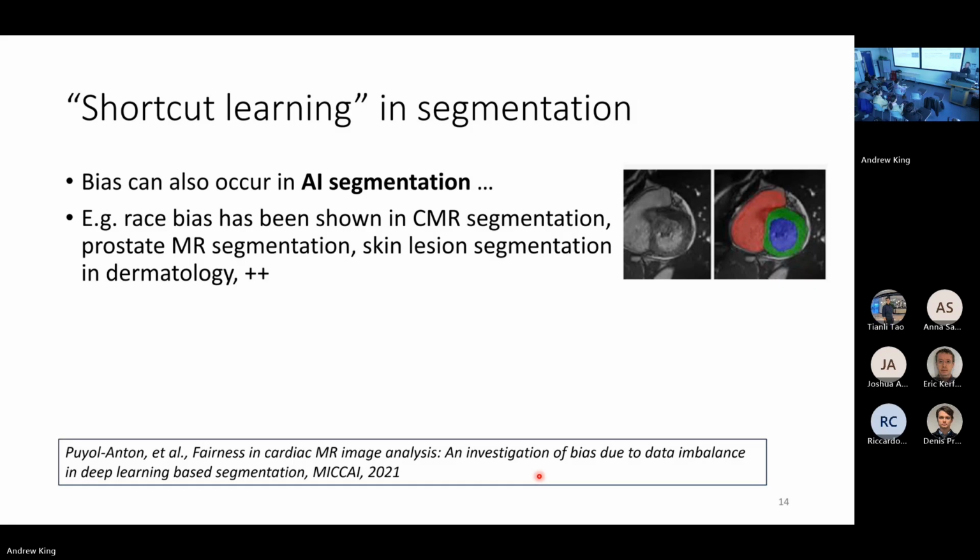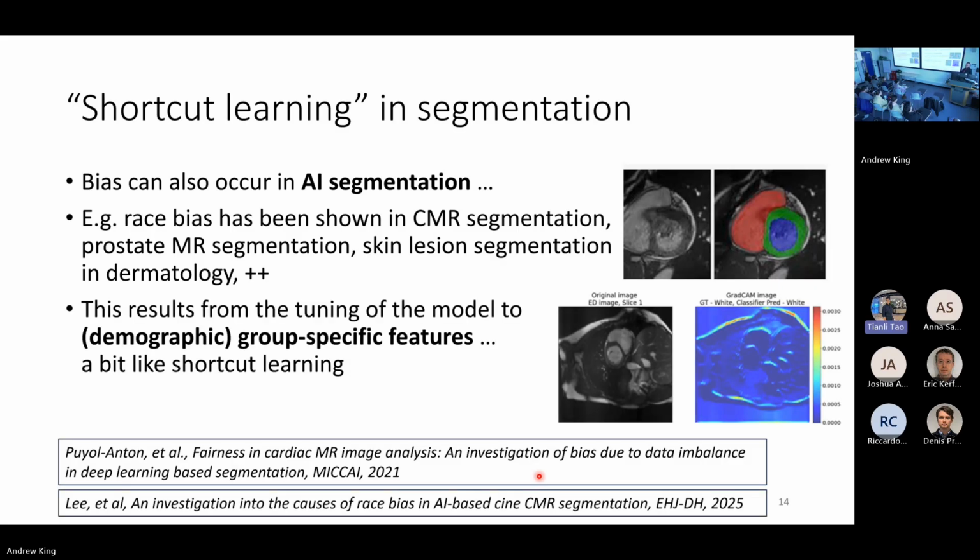So the question then is, if bias in classification is just an example of shortcut learning, is bias in segmentation also just an example of shortcut learning? In this case, what we found from an investigation using interpretability was that the bias was caused not by anything to do with the heart. This is the heart here, and you can see there's very little attribution in the heart, but most of the attribution is around the edge of the body. So it's related to body fat composition. But the features are far from the structure of interest.